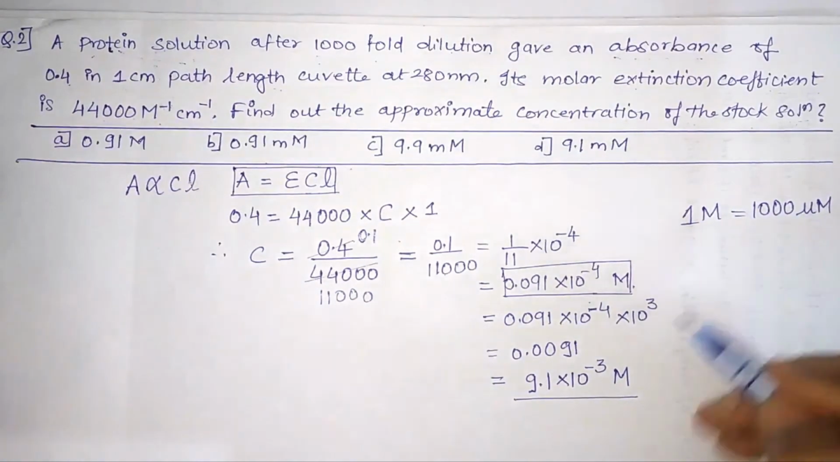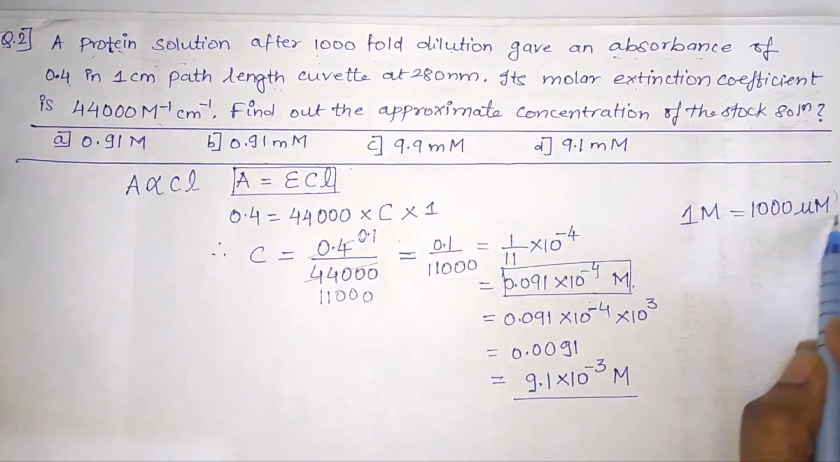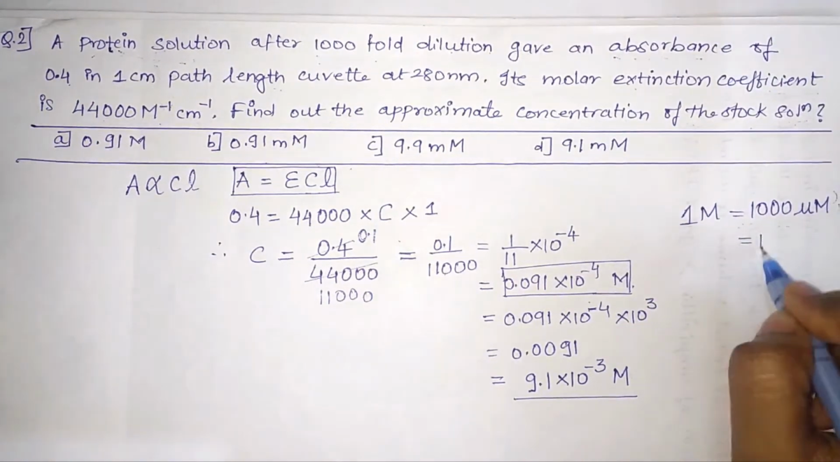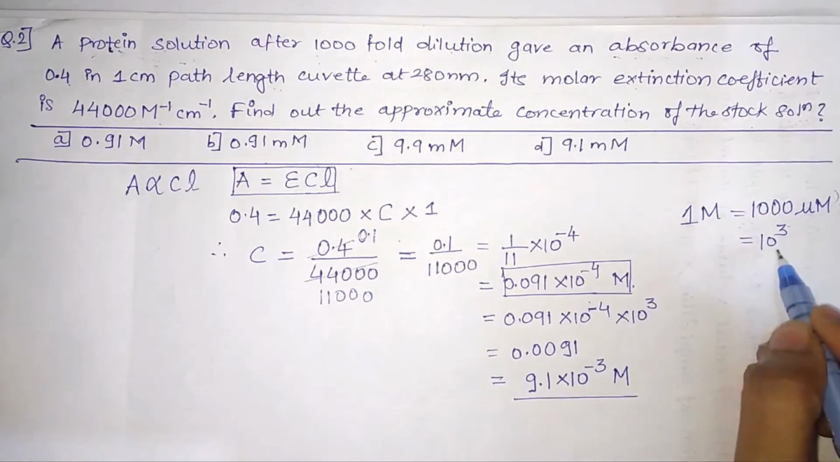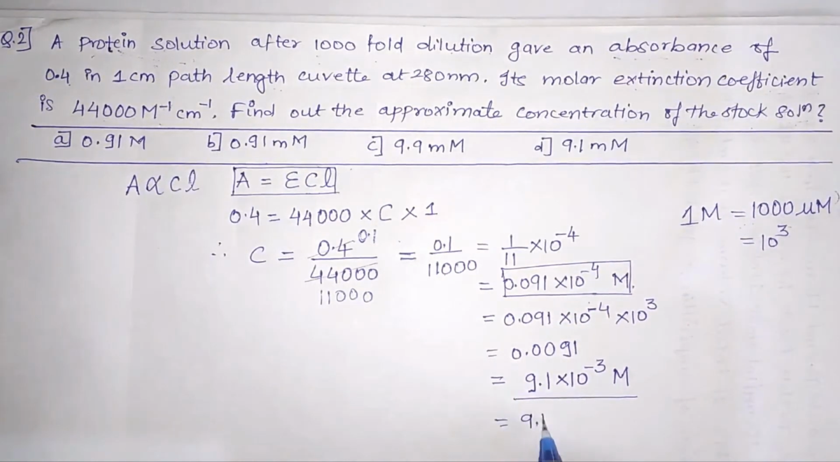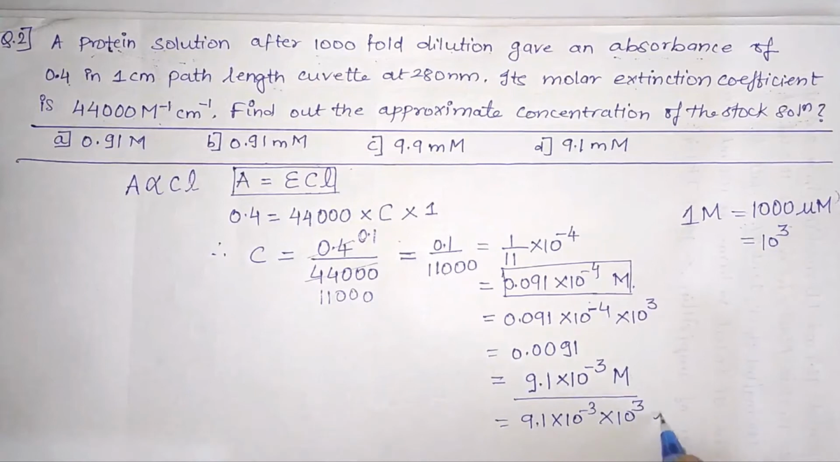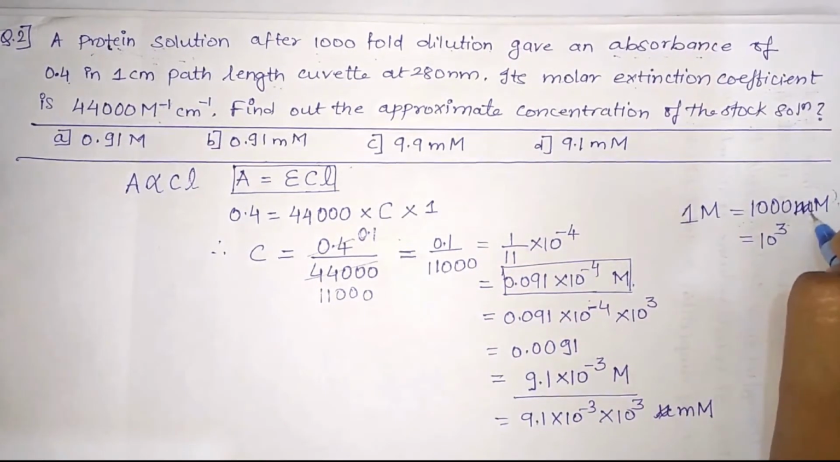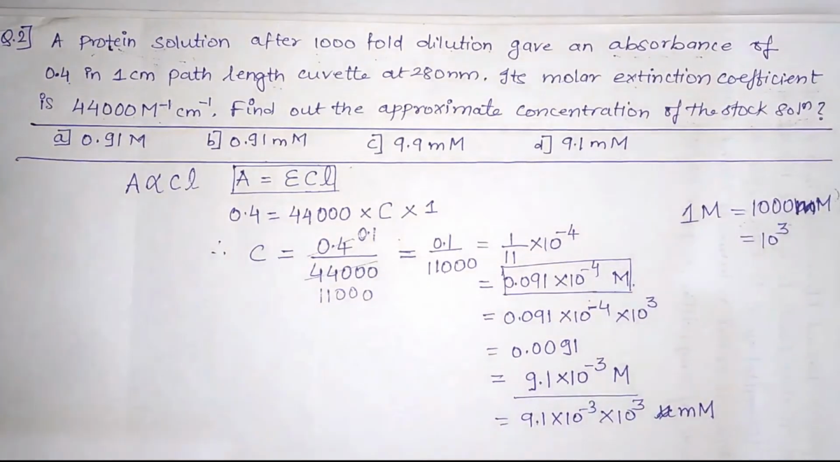Right? So if you want to convert the molar into millimolar, we have to multiply with what? We have to multiply with 1000, which is nothing but 10 raised to 3. So we will multiply here with this, and we will get the answer in this, not micromolar, this is millimolar. Okay, here it has to be millimolar.